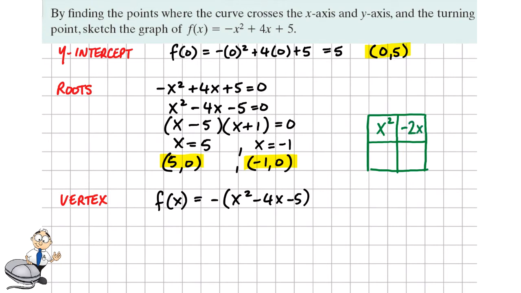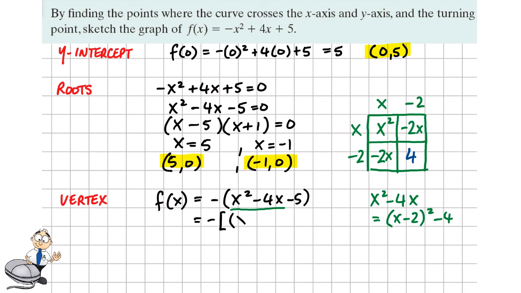I'm going to complete the square though, so I'm looking at which complete square begins x squared minus 4x. And we see that x minus 2 is the complete square. So I can rewrite x squared minus 4x as (x minus 2) squared minus 4. So when I substitute that in for x squared minus 4x, we end up with the vertex form of the equation, which is negative (x minus 2) squared plus 9.